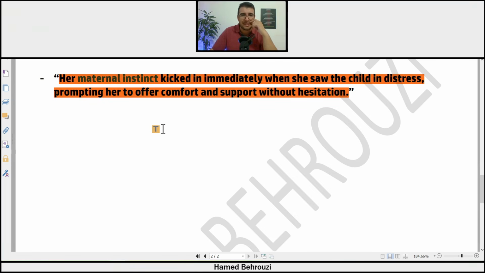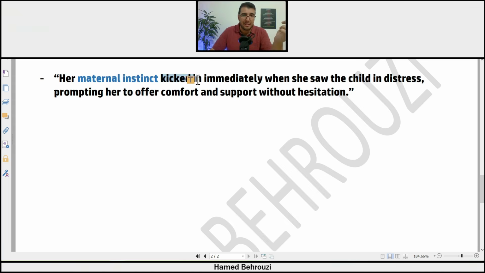Her maternal instinct kicked in immediately when she saw the child in distress, prompting her to offer comfort and support without hesitation. Yeah, this is a good example, but there are many words here, like kick in. When something kicks in, it means it suddenly rushes in. It just suddenly comes in. Distress means being in trouble that is putting pressure on you or pressing you. Prompt means to force or motivate. And without hesitation means without wasting time, without stopping to do something.